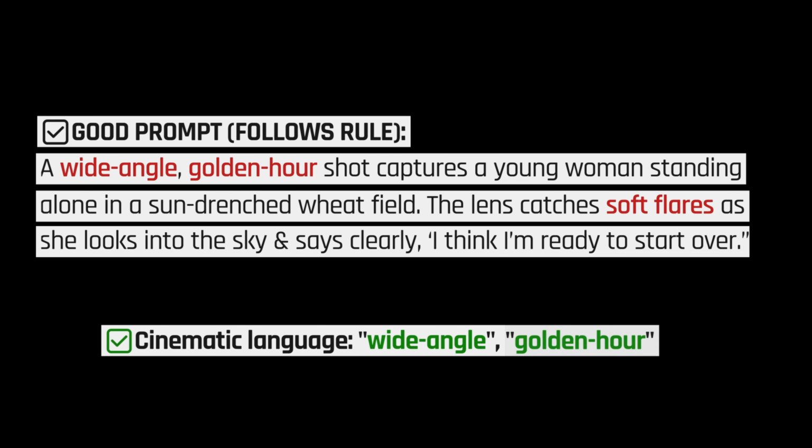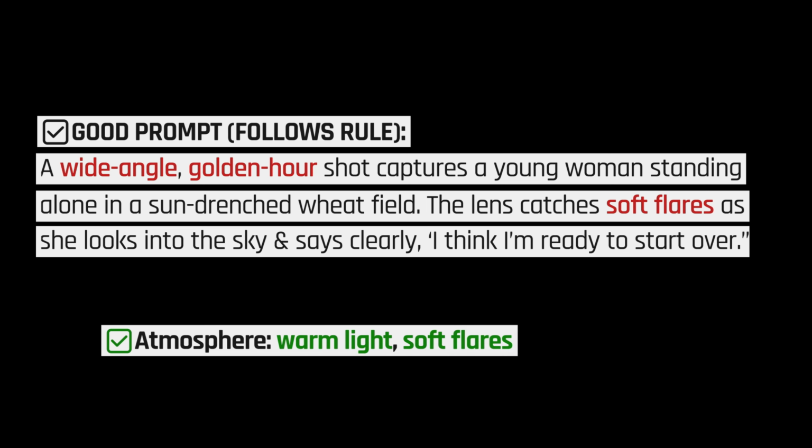First, it opens with cinematic language. Terms like wide-angle and golden hour instantly give Veo visual direction. Second, there's a defined atmosphere. We can picture the soft flares, the sun-drenched field. Third, there's emotion. The woman isn't just standing there, she's looking up, she's alone, and the lighting reflects her state of mind. It tells a story without over-explaining.